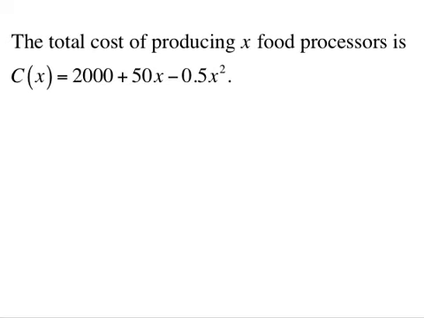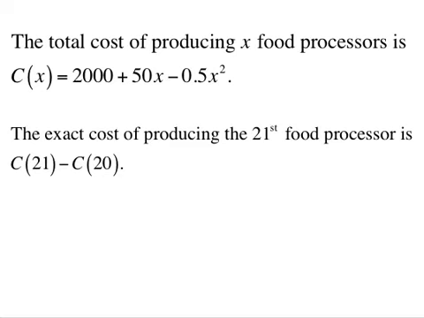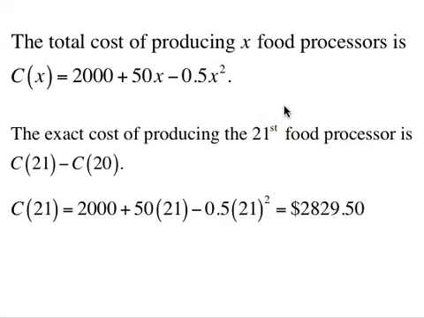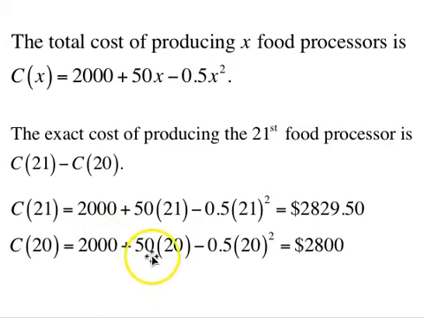Total cost of producing x food processors is that. The exact cost of producing the 21st would be the cost of 21 minus the cost of 20. So the cost of 21 requires us to plug in a 21 for x here, a 21 for x here. So the cost of 21 is 2,000 plus 50 times 21 minus a half times 21 squared, which is $2,829.50. The cost of 20, we'll plug in 20 for both of those x's up there.